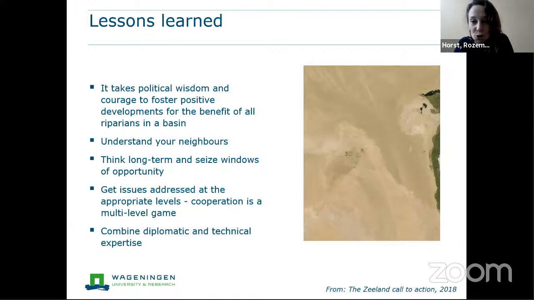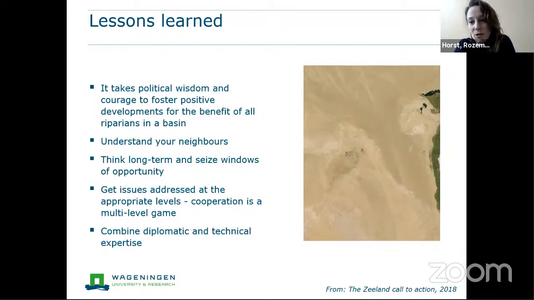Again, thinking long-term is really important, but prepare for opportunities to come up. In case there is a political stalemate on other aspects, it might be that you can reach agreements over surface water or groundwater, perhaps because it's more technical, because it's less sensitive. So looking for these windows of opportunity and preparing for them is key.